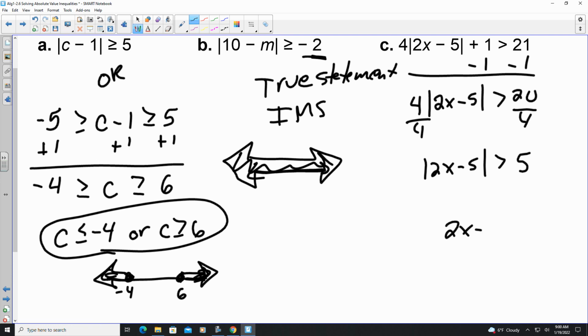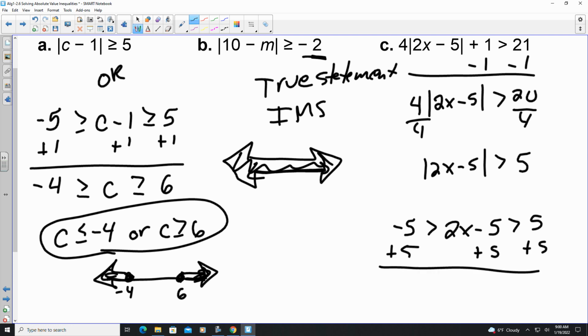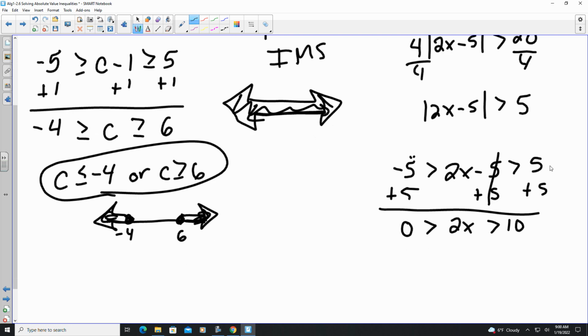So 2x minus 5 is in the middle. This is greater than 5. This is still going to be greater than, but negative 5 is going to be on the left-hand side. So all of this comes into play. Add 5 to all 3 sides. So this gets canceled. This becomes 0. So this is 0 is greater than 2x, which is greater than 10. I divide 2 both sides. So this becomes 0 is greater than x, which is greater than 5.